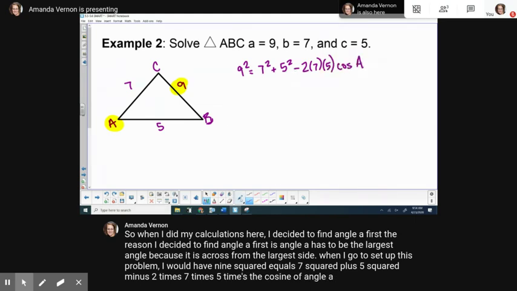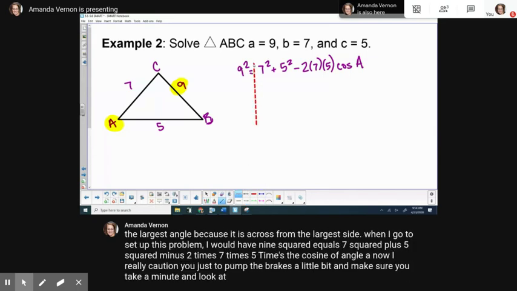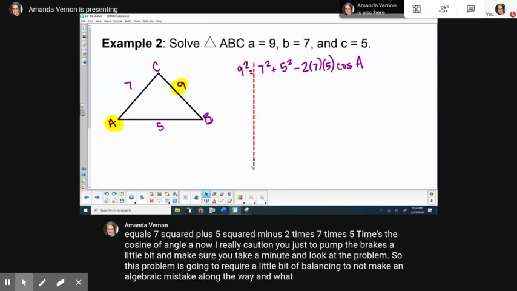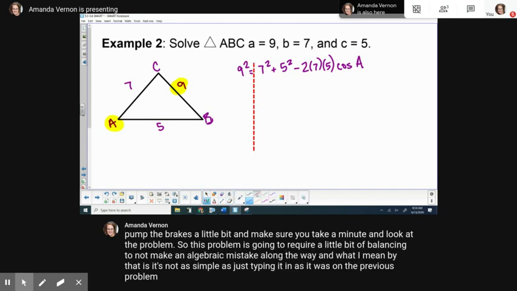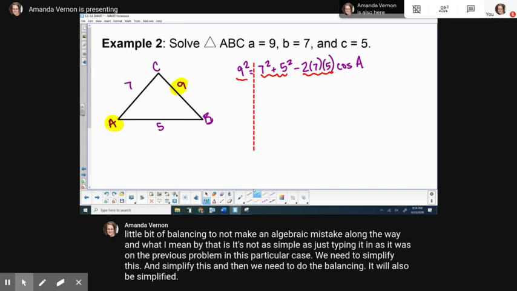Now, I really caution you just to pump the brakes a little bit and make sure you take a minute and look at the problem. So this problem is going to require a little bit of balancing to not make an algebraic mistake along the way. What I mean by that is it's not as simple as just typing it in as it was on the previous problem. In this particular case, we need to simplify this, and then we need to do the balancing. I will also be simplifying the left-hand side.